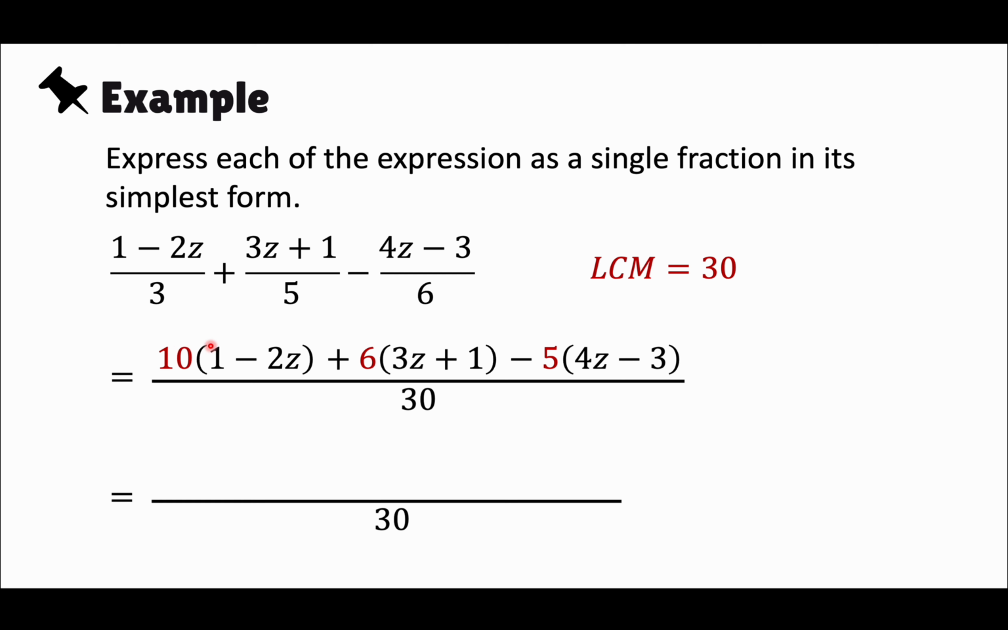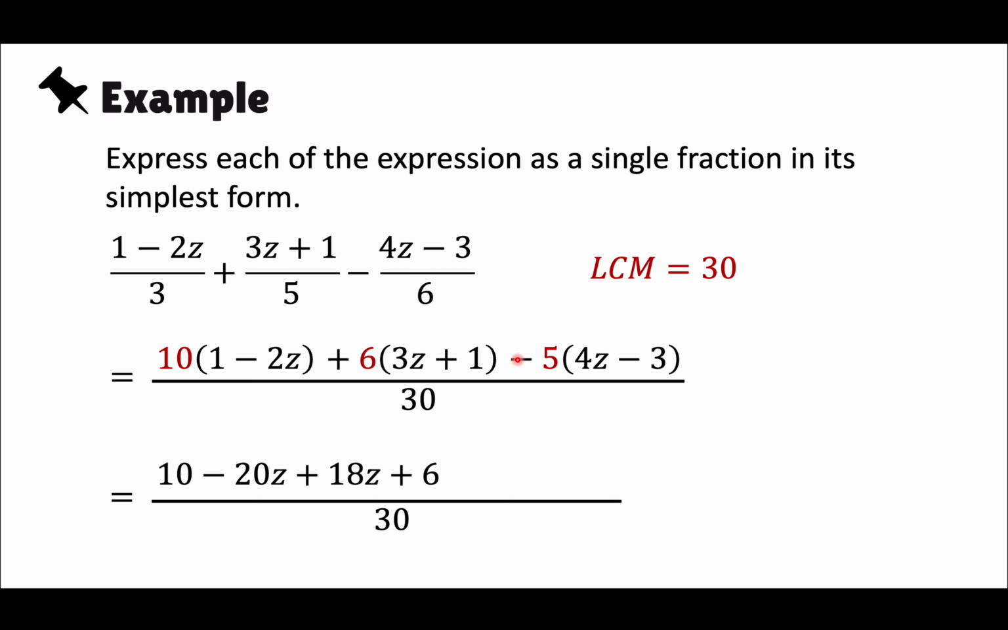Then expand the 10 inside the parentheses. That's going to be 10 times 1, that's 10. 10 times negative 2z, that's negative 20z. So you have 10 minus 20z. On the other one, 6, expand it, distribute the 6 inside the parentheses, that's 6 times 3z, you have 18z, 6 times 1, that's plus 6, or positive 6. So we have now 18z plus 6.